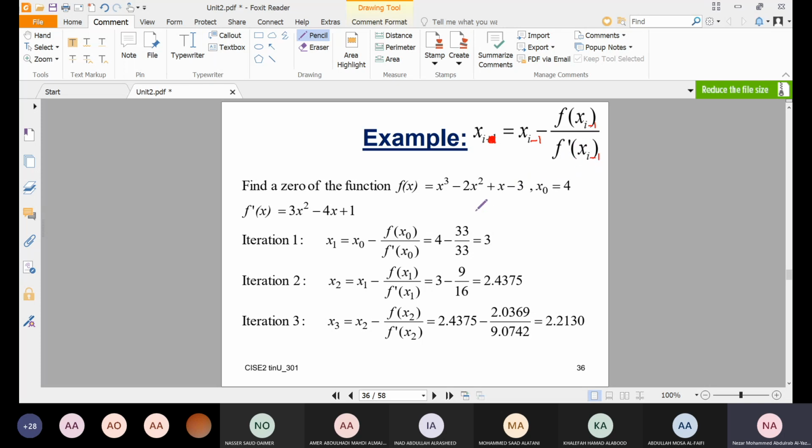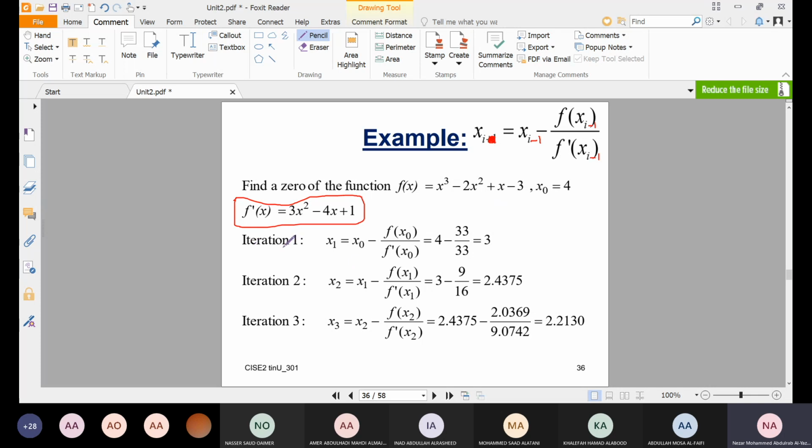Okay, so here guys, this is what I do. The first thing, I have to get the first derivative of this function. This is the first derivative. I just derive this one. I have here the cubic, which will be 3x squared minus 4x plus 1. Okay, so this is the first derivative.